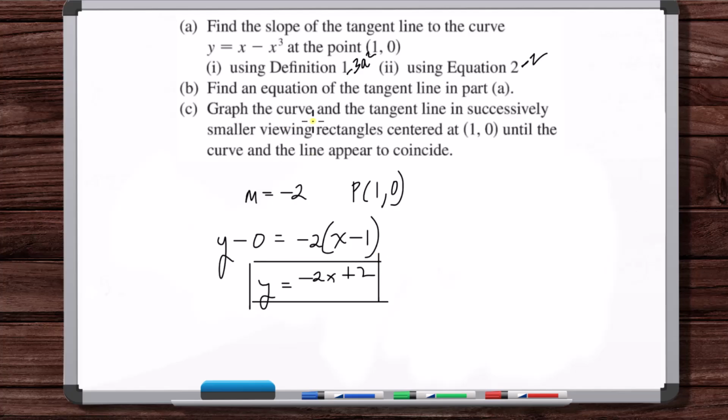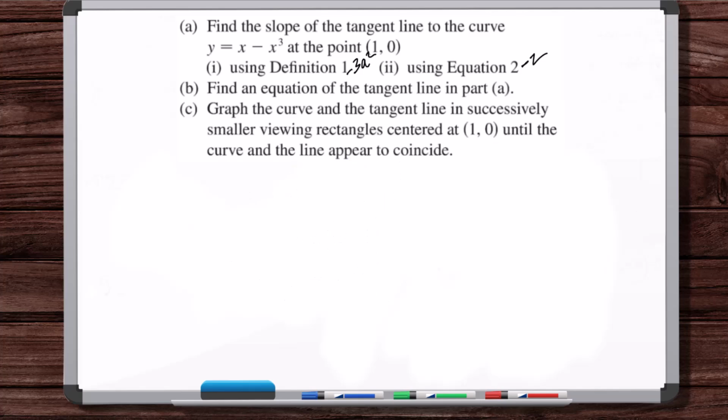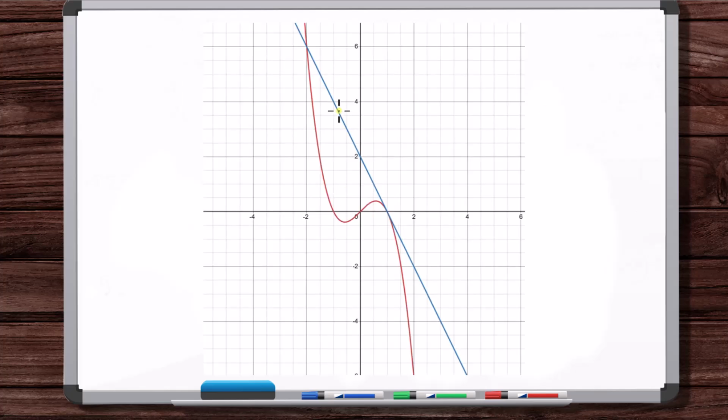Now graph the curve and the tangent line in successively smaller viewing rectangles centered at 1, 0 until the curve and the line appear to coincide. So part B is minus 2x plus 2. Let's look at the zoomed out graph first. Here's minus 2x plus 2, and here's x minus x cubed. It's the tangent line to the curve x minus x cubed at the point 1, 0.